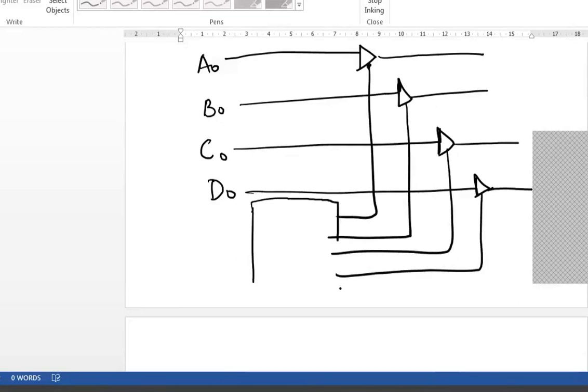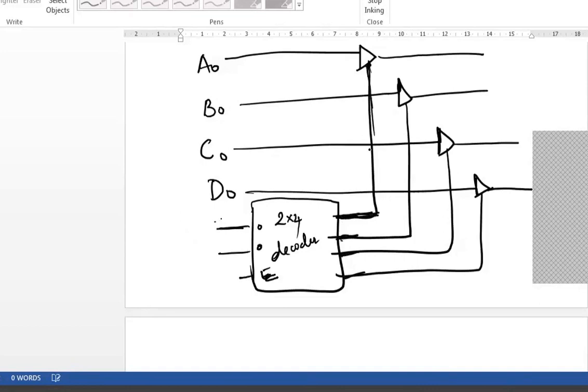Suppose I have a 2 cross 4 decoder over here. Let me keep one enable line itself. Whenever enable is 1, only then will my circuit work. So what would happen when your selection lines are 0, 0? This output would be 1, and the remaining would be 0. Yes or no? This would be 1.